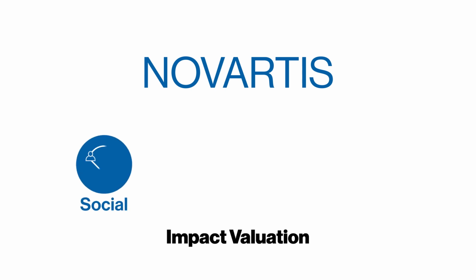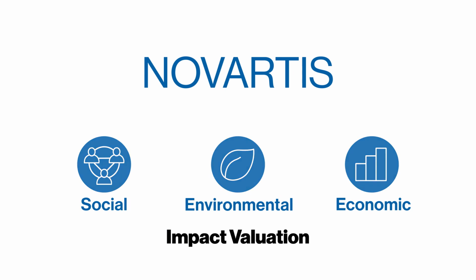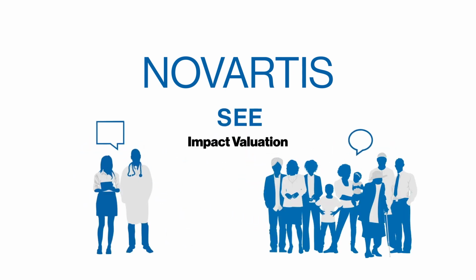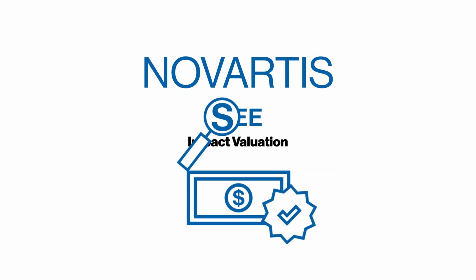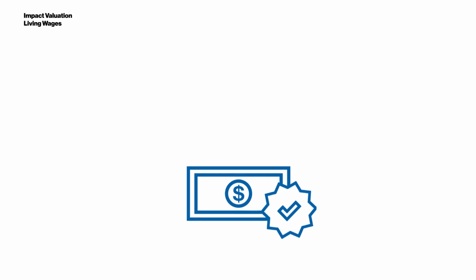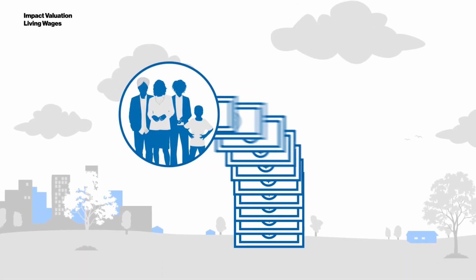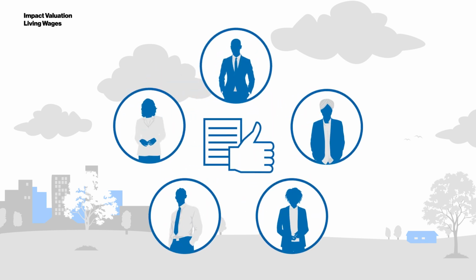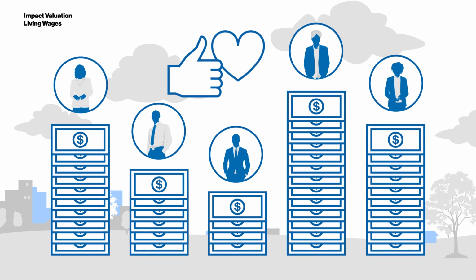Novartis measures the social, environmental, and economic impacts of its business activities to understand what matters most to stakeholders and to society. Let's take a closer look at the social impact of wages and salaries. Employment benefits society as the payment of salaries and wages leads to individual income and taxes. Great! But does this mean that every salary or wage payment is socially beneficial?